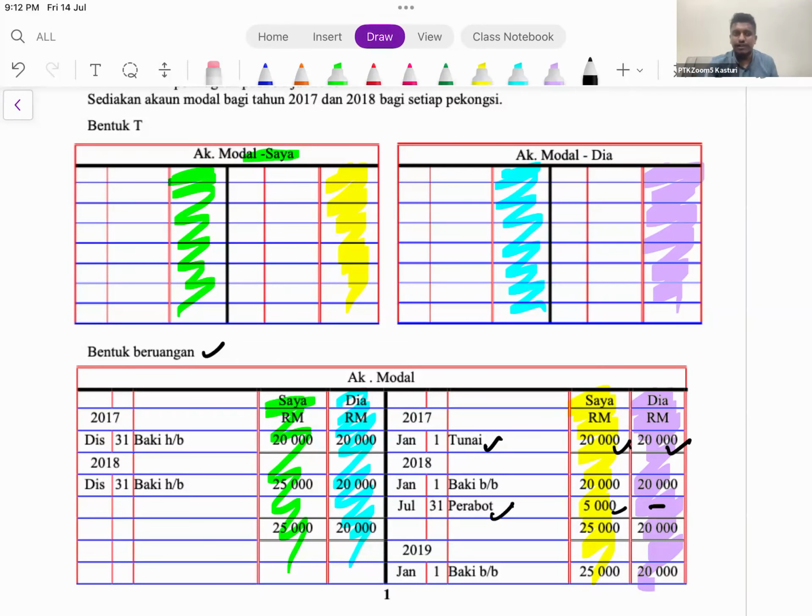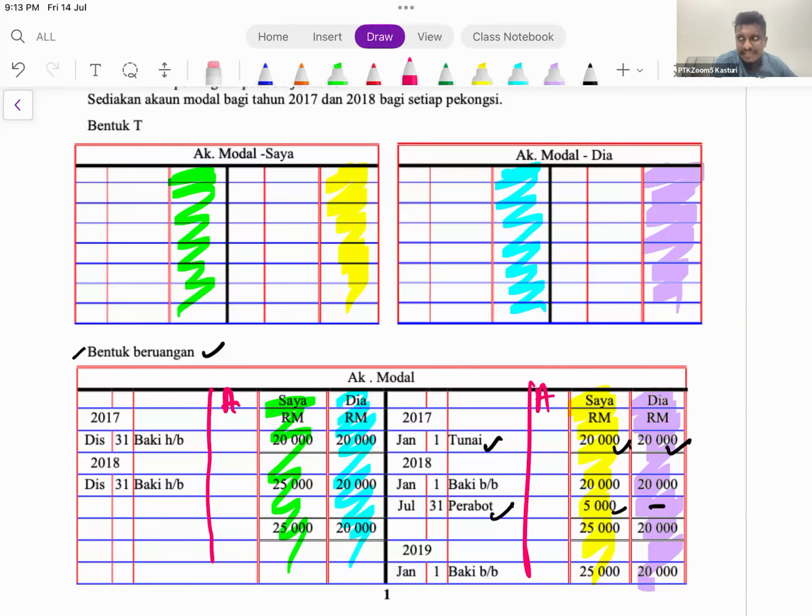So we do like bentuk beruangan. In the exam also, you need to do bentuk beruangan. So do you understand now the bentuk beruangan? What is the difference between the normal T account and bentuk beruangan? It's a combination of both accounts into one. Kalau you ada 3 orang, macam mana? You add one more. Okay, awak, saya, dia.